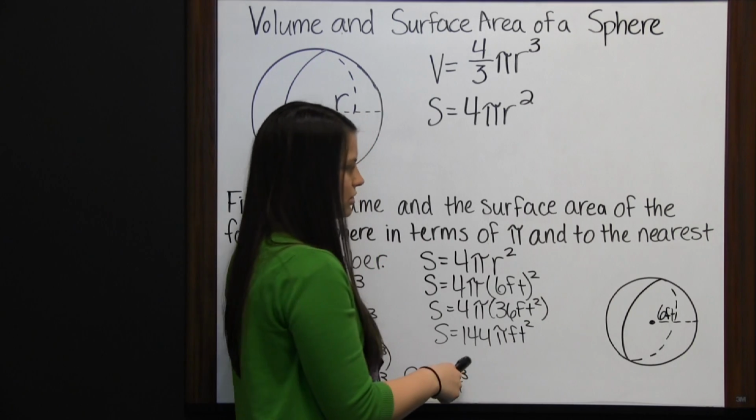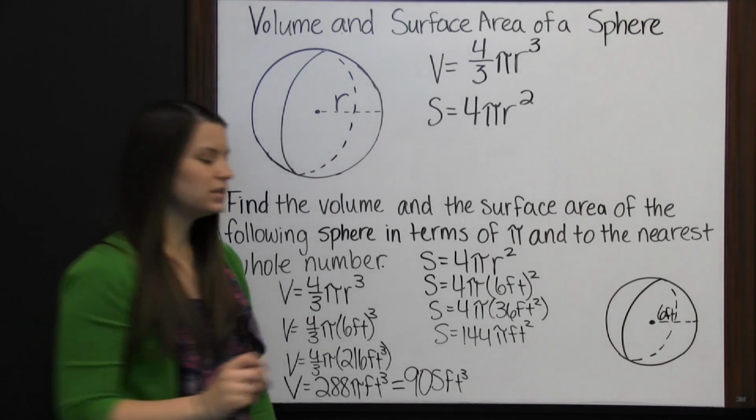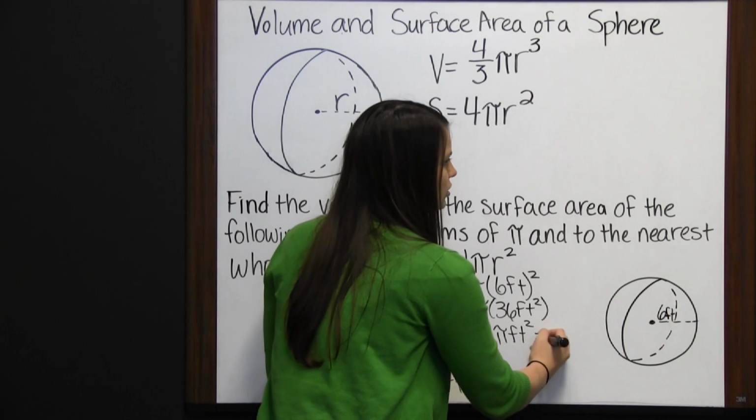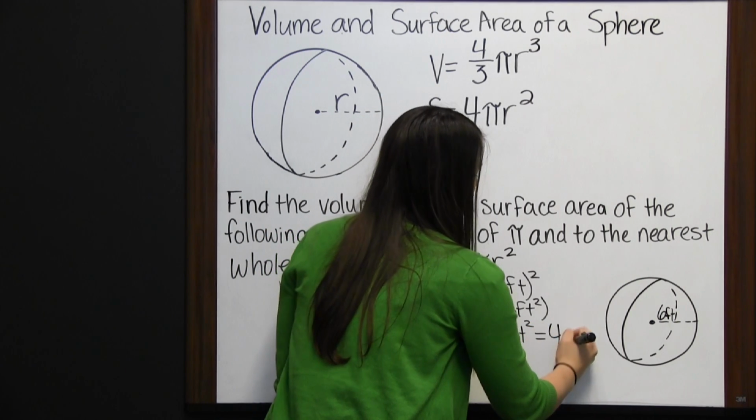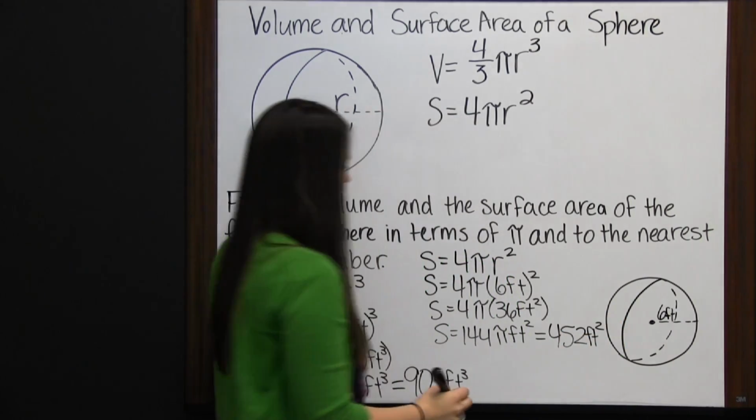So that's our answer in terms of pi. And then to find it to the nearest whole number, we need to multiply times pi, which gives us 452 feet squared.